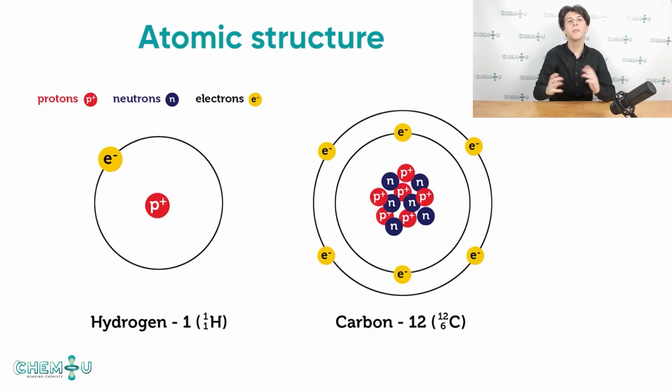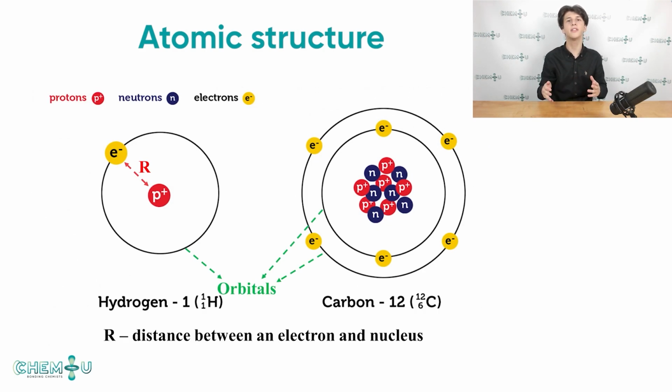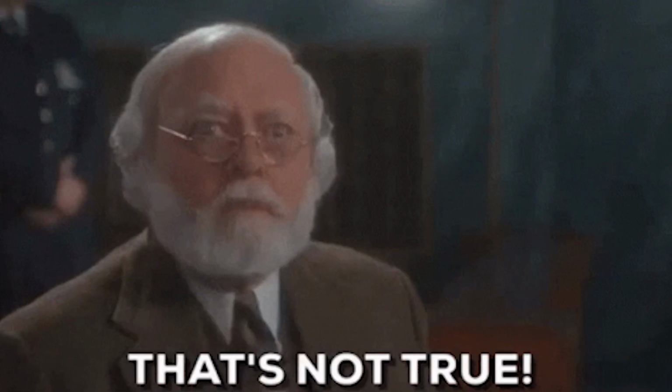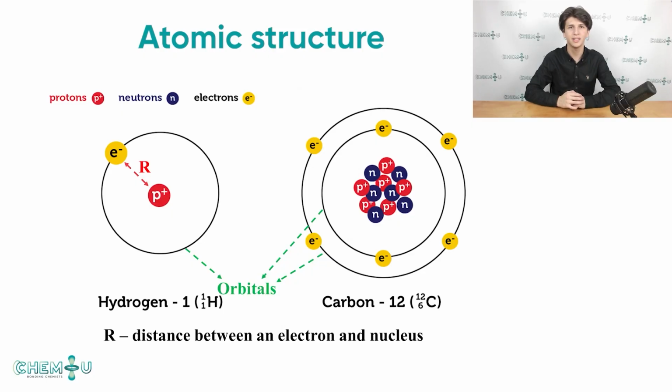We remember the basic atomic structure. To be more specific, the atomic nucleus consists of protons and neutrons, while electrons form the so-called electron density that surrounds the nucleus. On the slide, you can see that electrons are located on the orbitals, and it may seem that the distance between an electron and nucleus remains constant and is well defined. However, it is not true. The picture on the slide is just a model.